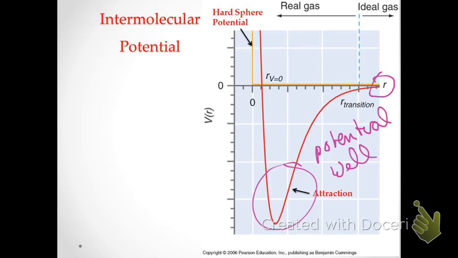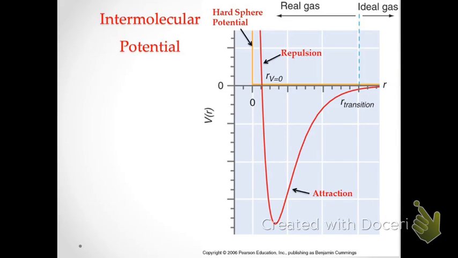Of course, as the particles get closer to each other, the potential energy starts to rise again and goes very sharply up, although not with infinite slope. And that again is due to repulsion between the particles as they get too close to each other. So if we're going to have an expression for gas behavior that includes both attraction and repulsion, we're going to have to make a few modifications.